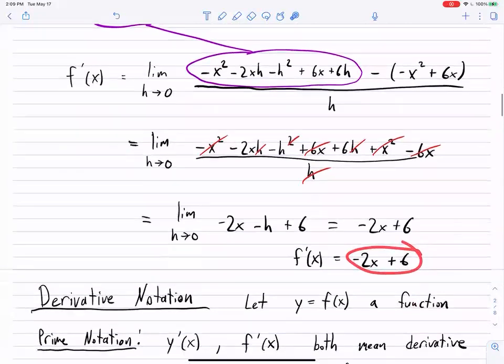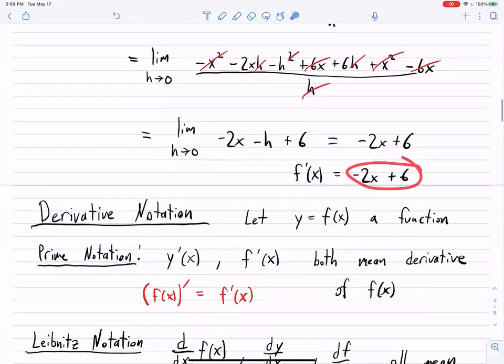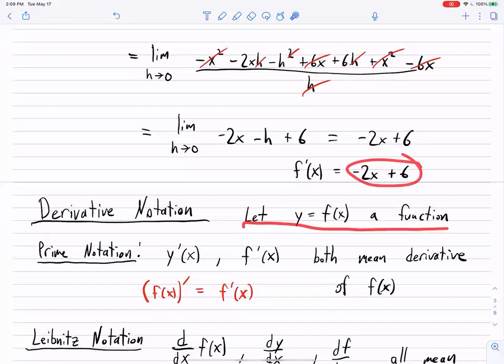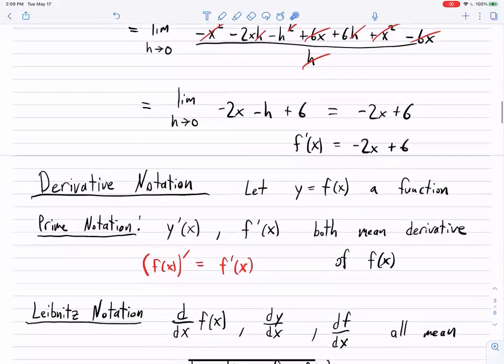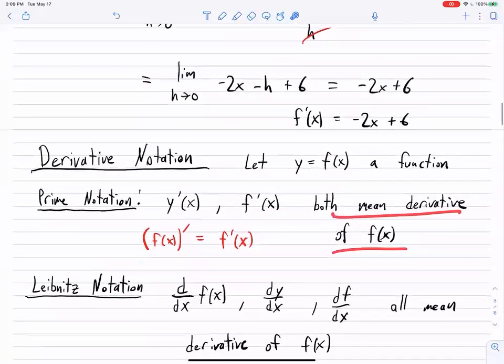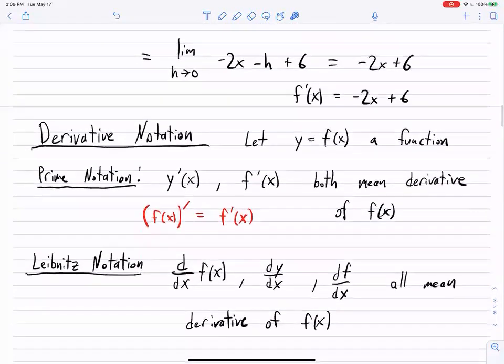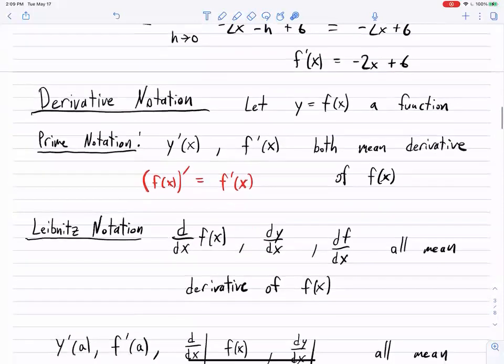And so let's take a real quick aside to talk about notation. If we let y equals f of x be a function, then the prime notation, y prime of x, is sometimes what you'll see. It's the same thing as f prime of x. They both mean the derivative of f of x. And sometimes you'll see f of x prime. So taking the prime of it means just take the derivative. That's the prime notation, or Newton's notation.